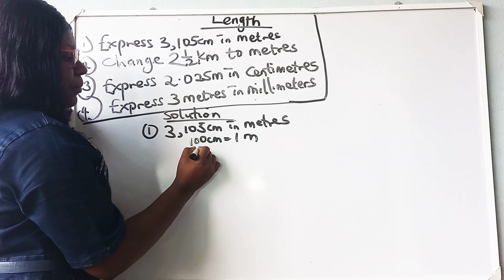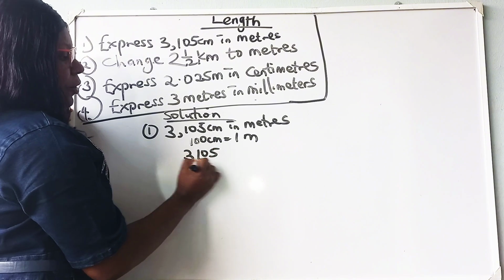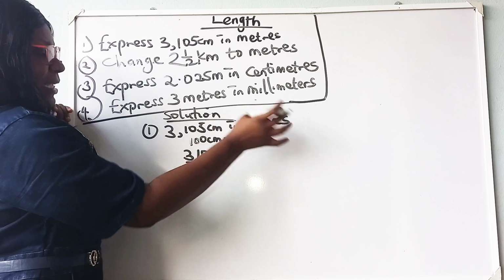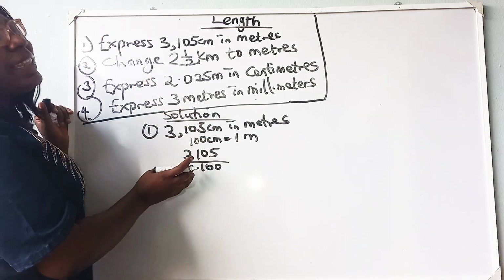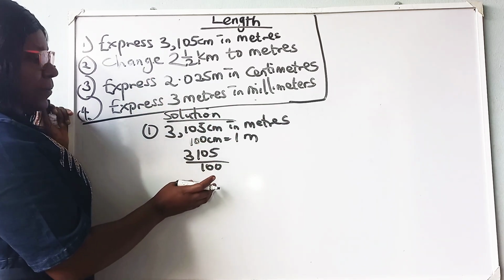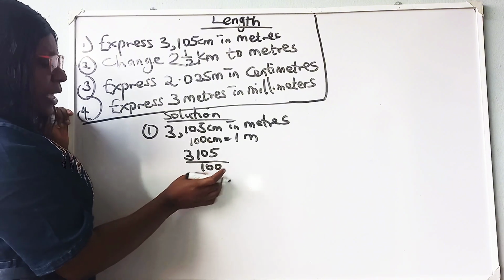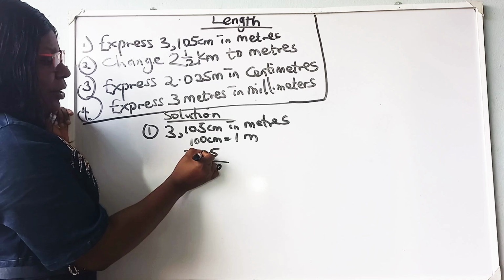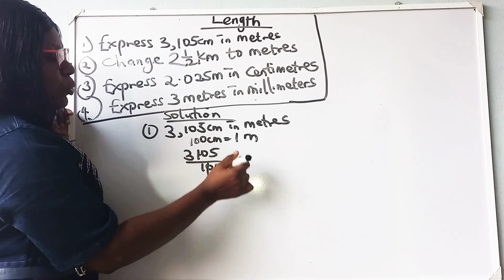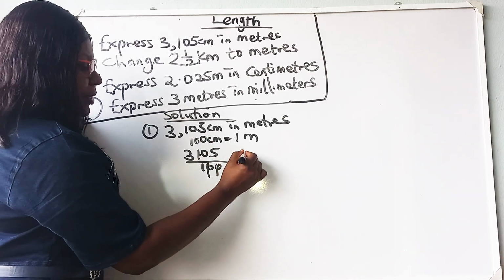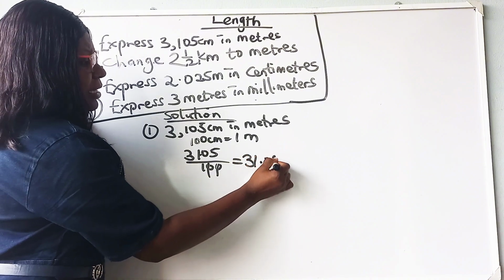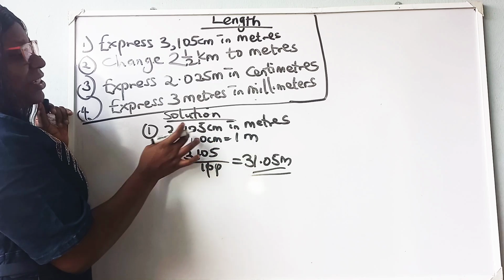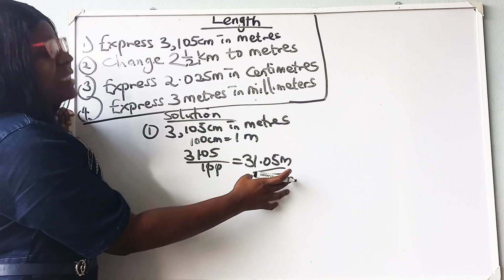We have 3,105 over 100, divided by 100, for us to get this in meter. Okay, now when you're dividing a number by 100, you do it according to the zeros. So if I cancel 1 zero, I put my point. If I cancel another 0, I put my point. So my answer here will now be 31.05 meters. This is the answer. So if you have to convert 3,105 centimeters to meters, this is what you will get.